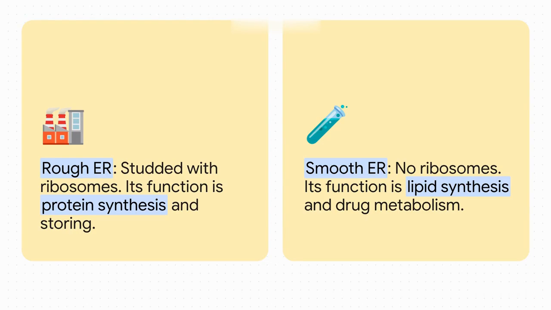And there are two different neighborhoods here. You've got the rough ER, which looks bumpy because it's covered in these little things called ribosomes. This is the main assembly line for making proteins. Then you've got the smooth ER, which, you guessed it, is smooth. It's more of a specialized factory for making lipids and for detoxifying poisons.